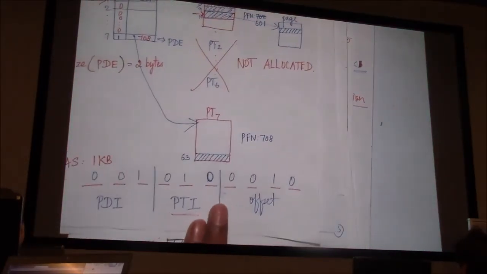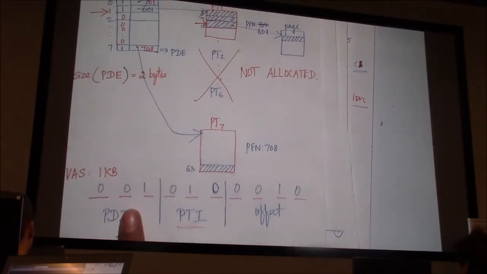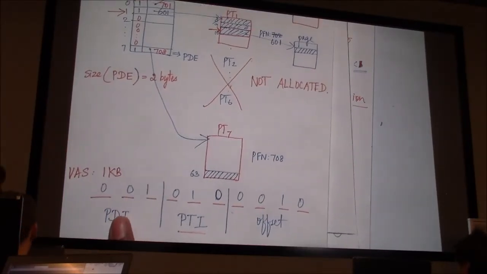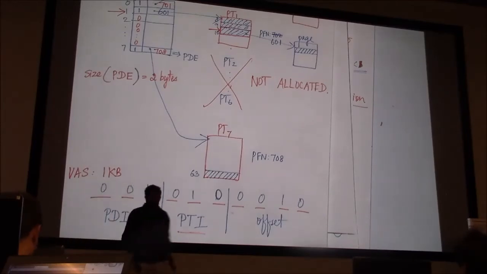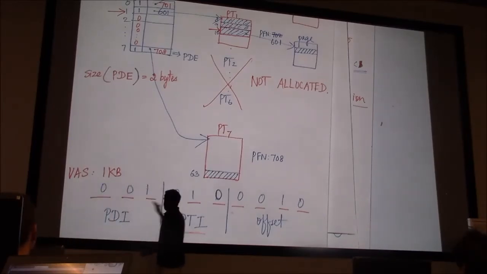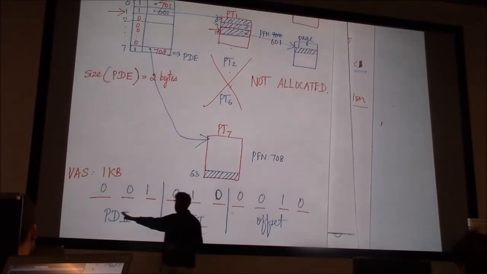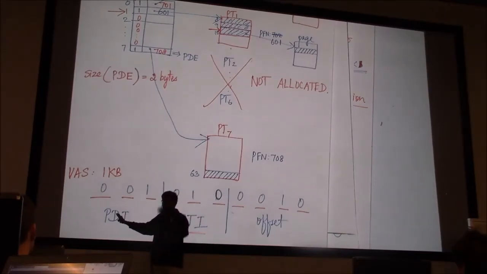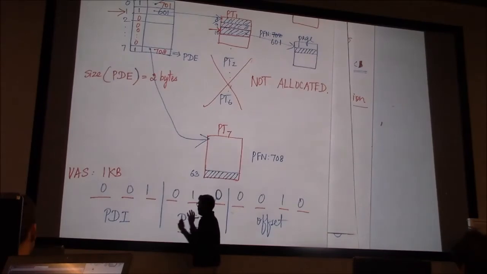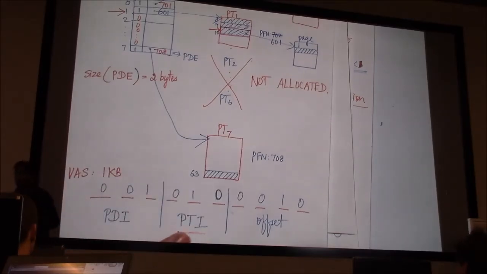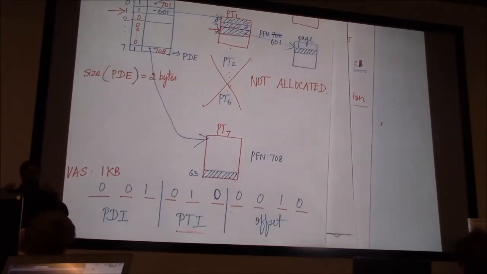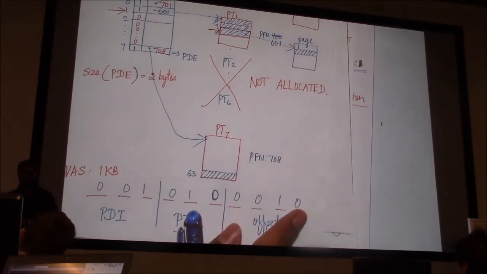This just means which page table we are talking about, because there are a total of 8 page tables. It is an index in the page directory that shows which page table this address maps into. The second part, the PTI, is the index of the particular page table entry within that page table. And the last offset means that once we got to the page, what is the offset of the byte that we are looking for.